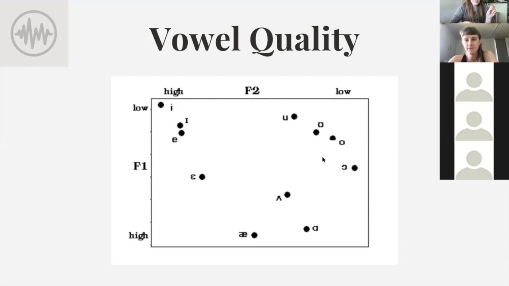In fact, every time I produce an E, it's not the same E. It's a different E because I'm not putting my tongue and jaw in the same place every single time. That's true for everybody. It's very rare that you hit the lightning twice.